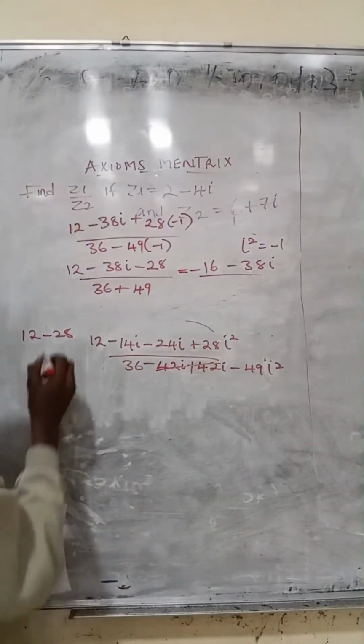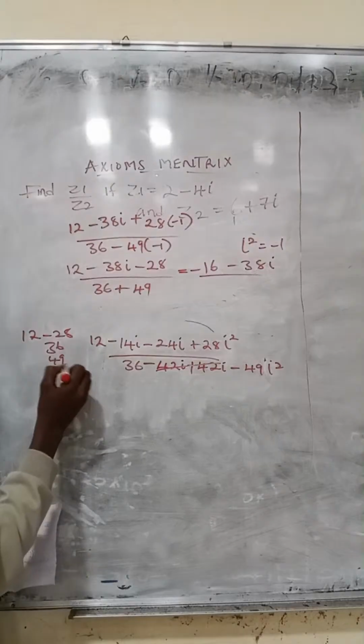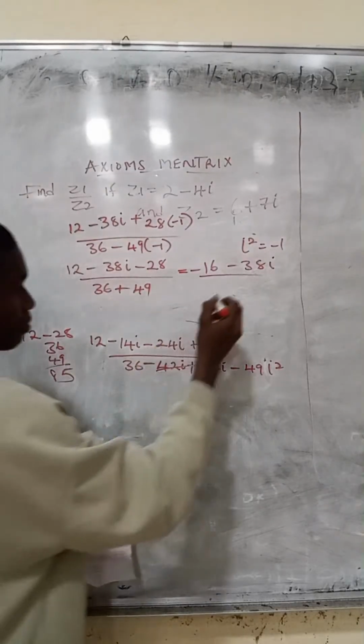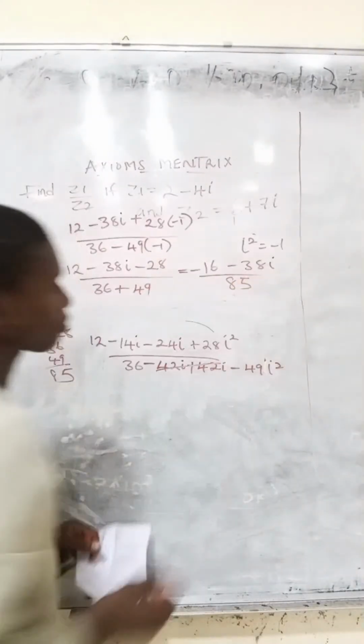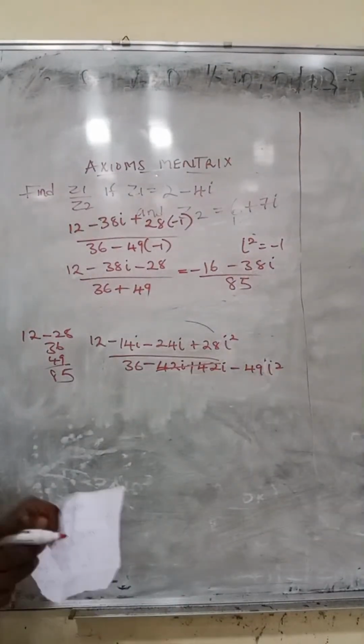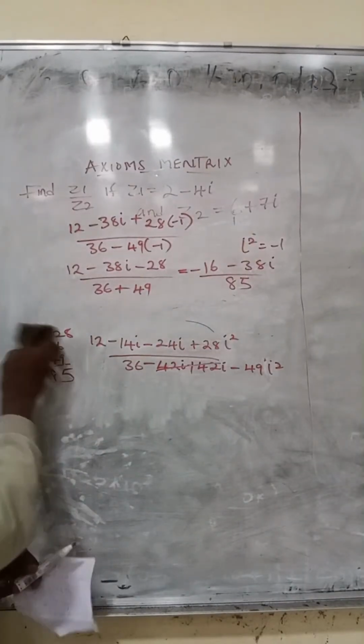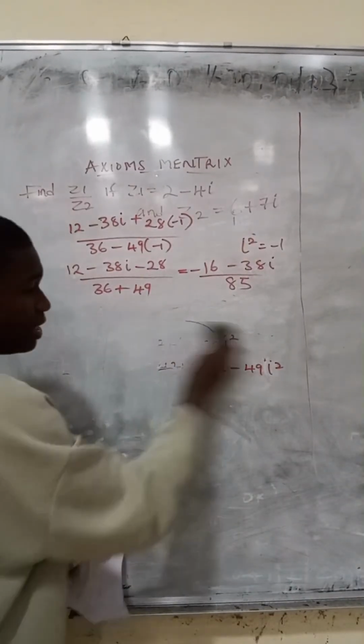Now let's add it manually. 36 plus 49. This plus this is going to give me 5. I'll take 1 here and I'm getting 85. So we are getting to the final answer. That's the final answer, but answers can be expressed in different ways.